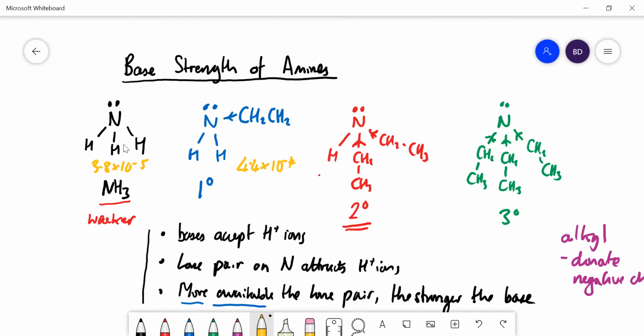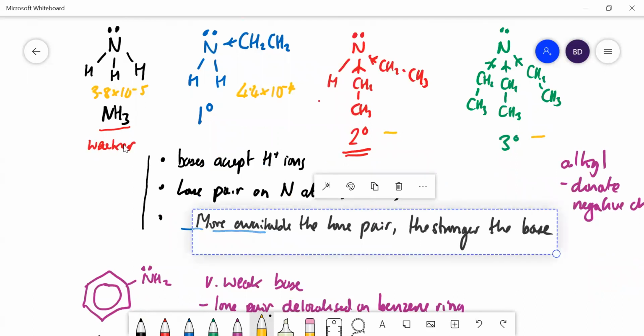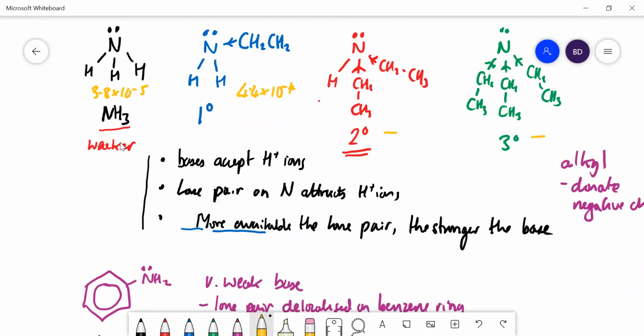I don't have a value for the secondary, but again, it will be a tiny bit bigger. And the values for the tertiaries tend to be hard to come by because tertiary amines are not terribly soluble in water. Now, if you look at the value for phenylamine, it's much smaller. It's 3.8 times 10 to the minus 10. So that's like 1,000,000 times smaller than that one. It's a huge difference. It's a much weaker base because of the delocalization of the lone pair onto the benzene ring.